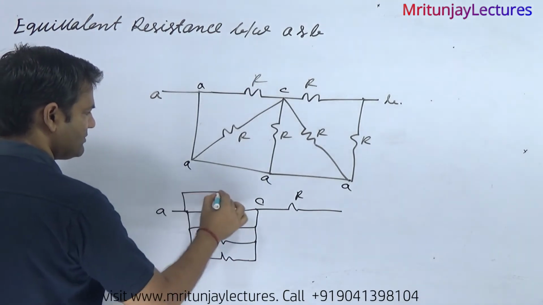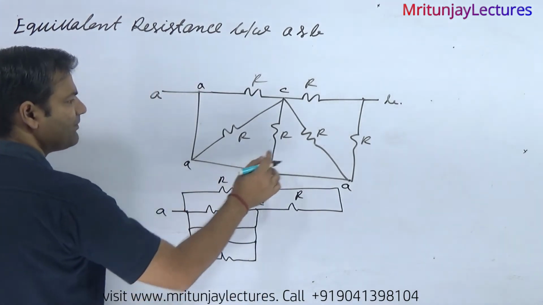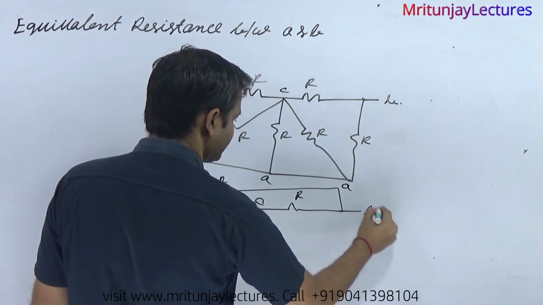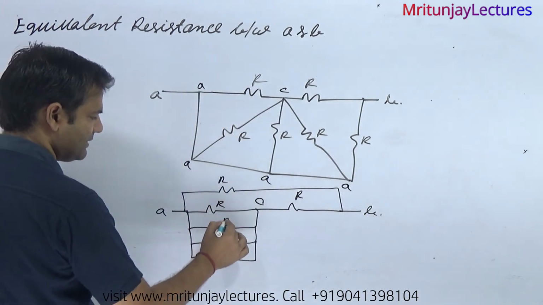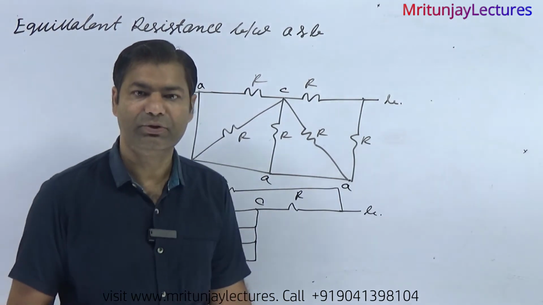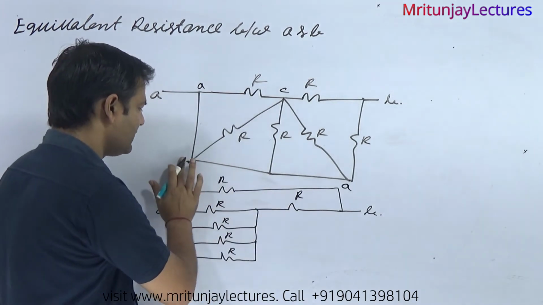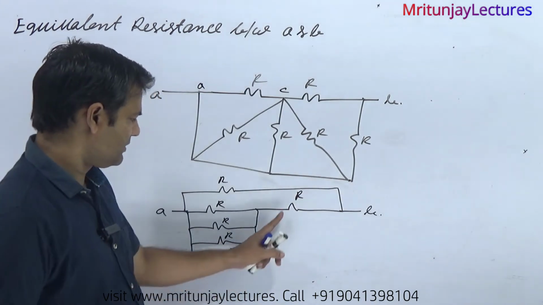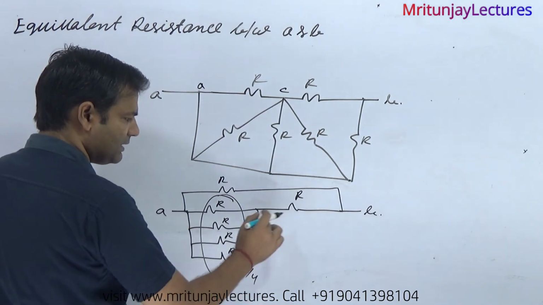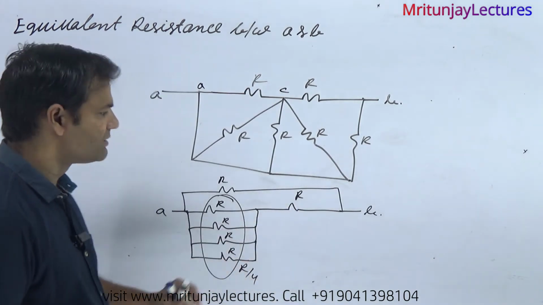So next one, that is R. So the final combination: that is R, R, R, R. The combination of these four is R by 4 because of parallel, and this one is R. The whole combination of this is R by 4 plus R, that is 5R by 4, because both are in series.